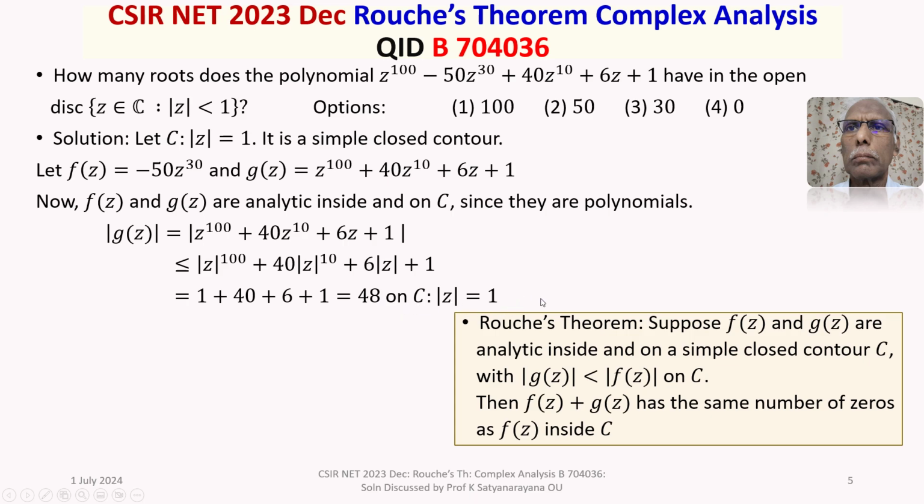And look at mod f of z. Mod f of z is equal to mod of minus 50 z to the power of 30. That is 50 into mod z to the power of 30. So on C, mod z is equal to 1. So on C, mod f of z will be 50. Right.